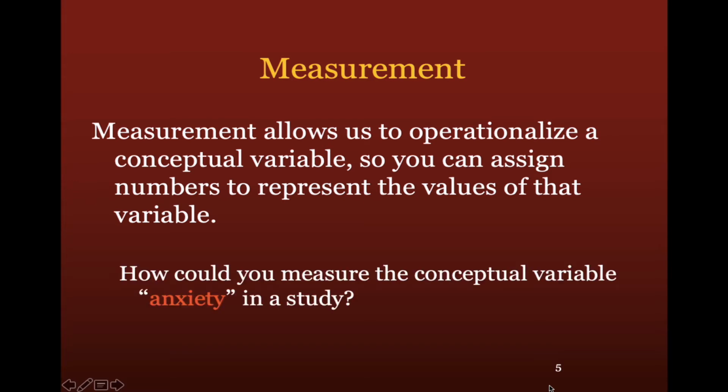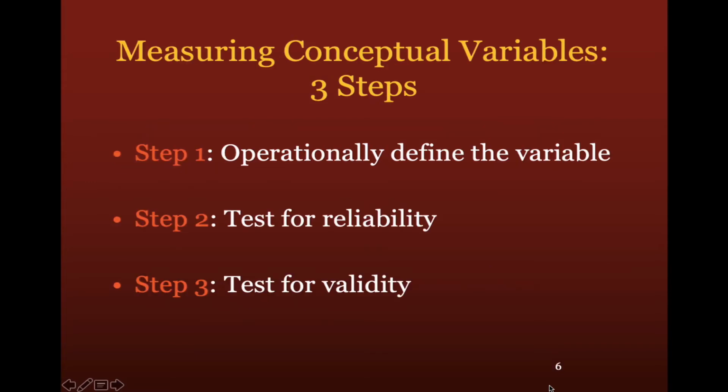So we're going to use this running example for the rest of the class. How could you measure the conceptual variable anxiety in a study? And I'm going to give you 3 steps in measuring a conceptual variable. The first step is to operationally define that variable. The second step is to test for reliability. And the third step is to test for validity. We'll go through each of those 3 steps.